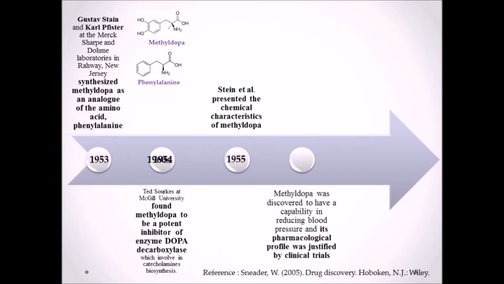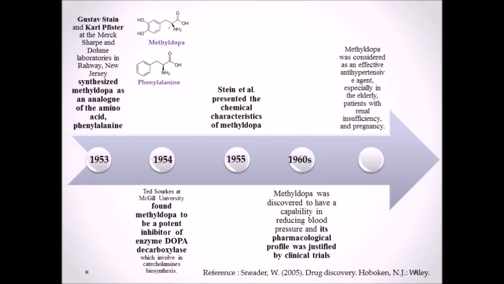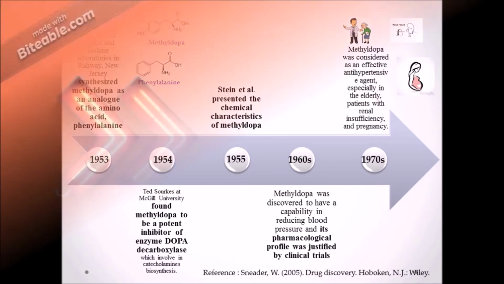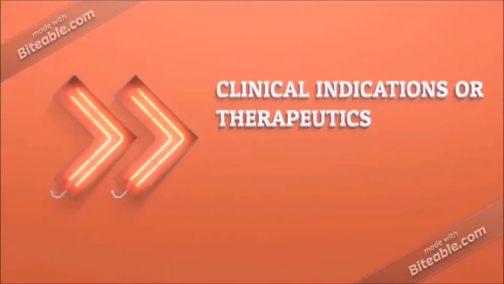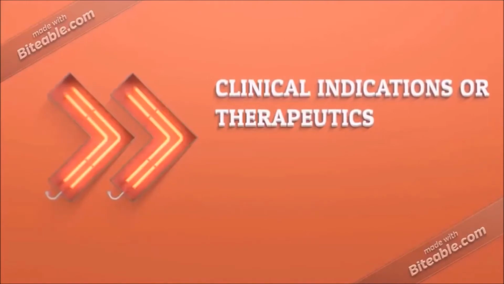In the 1960s, its pharmacological profile was justified through clinical trials. Then, from the 1970s until now, methyldopa has been considered an effective antihypertensive agent, especially in the elderly, patients with renal failure, and pregnancy. Next is clinical indication or therapeutics.